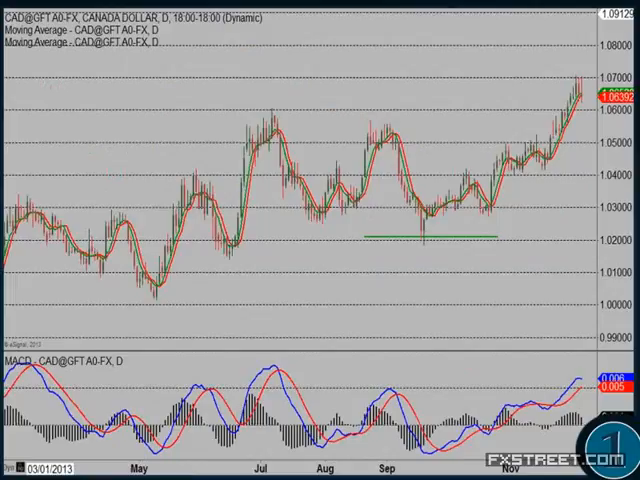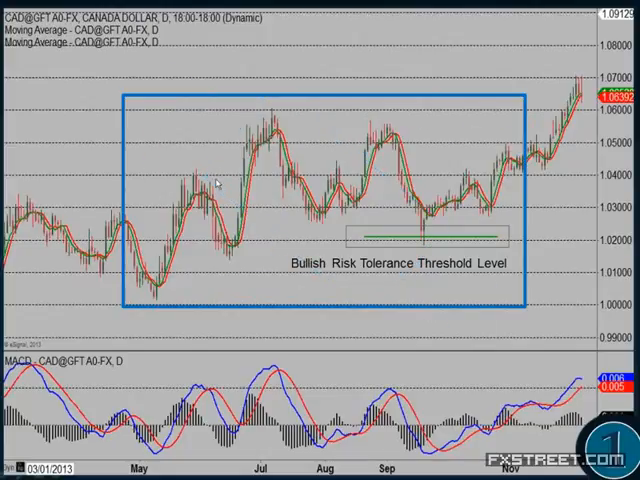Here's the dollar Canadian. This is a mirror image of it. So this level right there that we highlight is a bullish risk tolerance threshold level. And you're probably guessing it: as long as price is above that level, then this overall pattern is bullish, okay? So at this point, as long as you're above that level, this pattern's bullish.